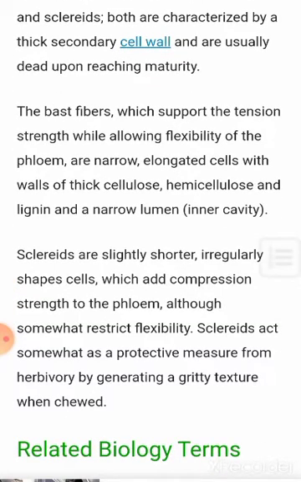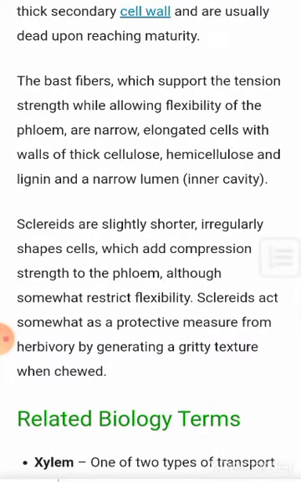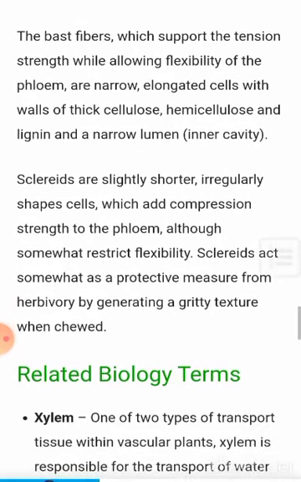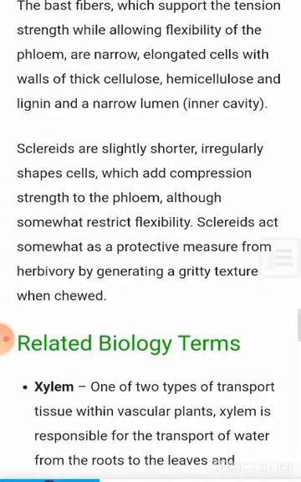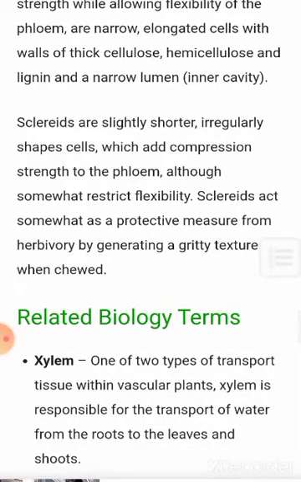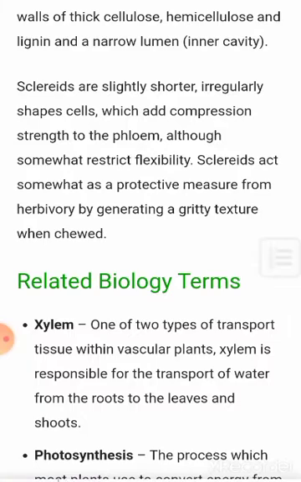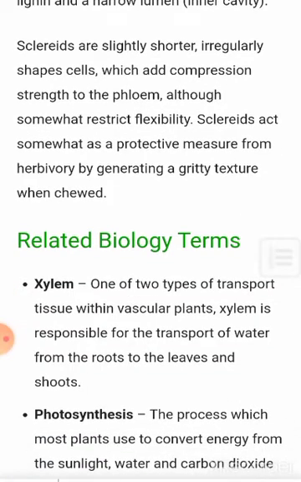And sclerites are slightly shorter, irregularly shaped cells which add compression strength to the phloem although somewhat restrict flexibility. Sclerites act somewhat as a protective measure from herbivory by generating a gritty texture when chewed.